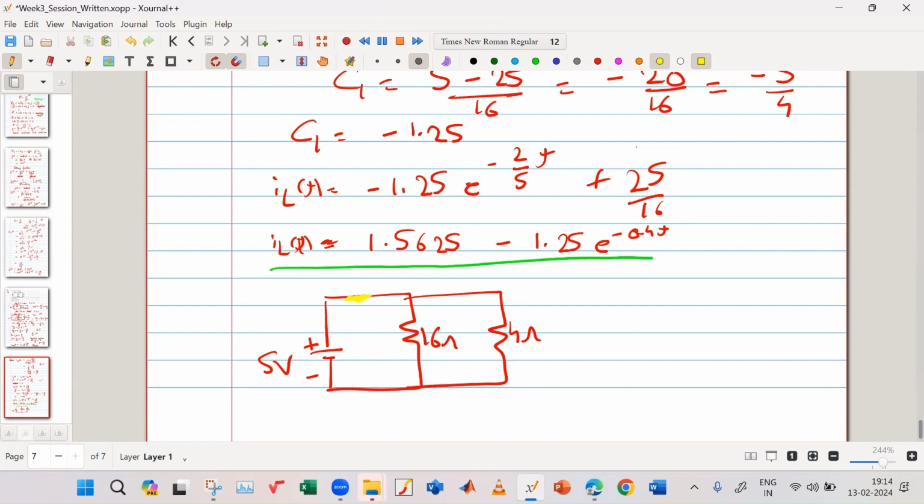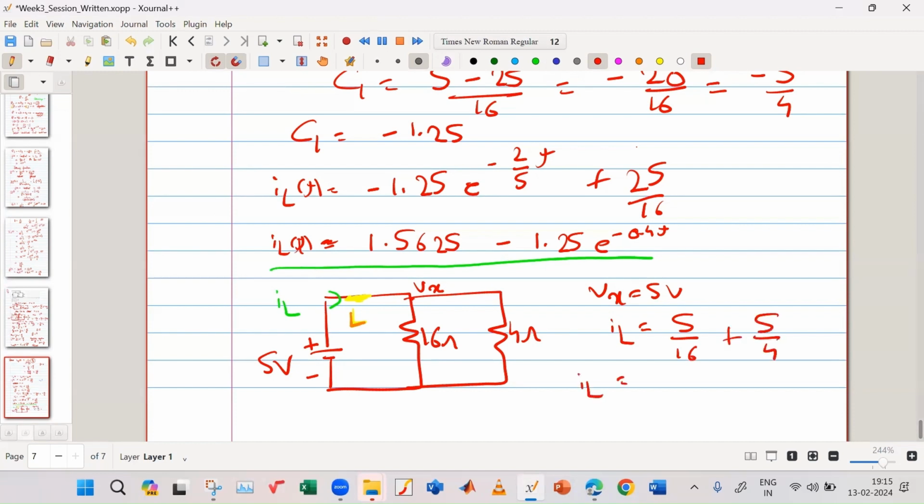And this is a short circuit which is due to the inductor. So your inductor is replaced by a short circuit. So this is your Vx, and your Vx is equal to 5 volt. And this is your current which is flowing through your inductor. So you can get your inductor current is actually 5 volt upon 16 plus 5 volt upon 4 ohm.